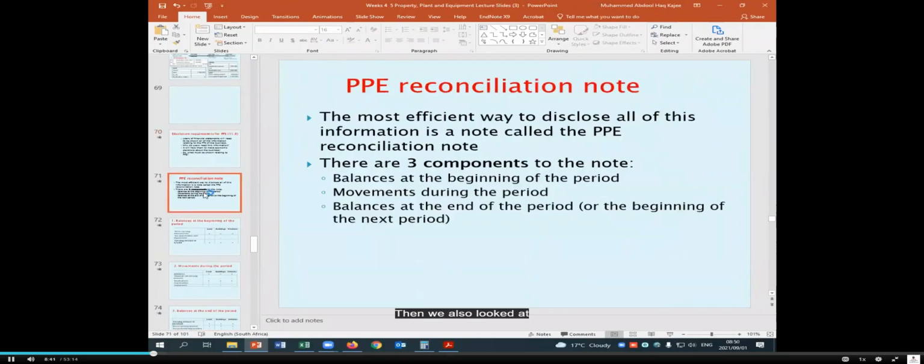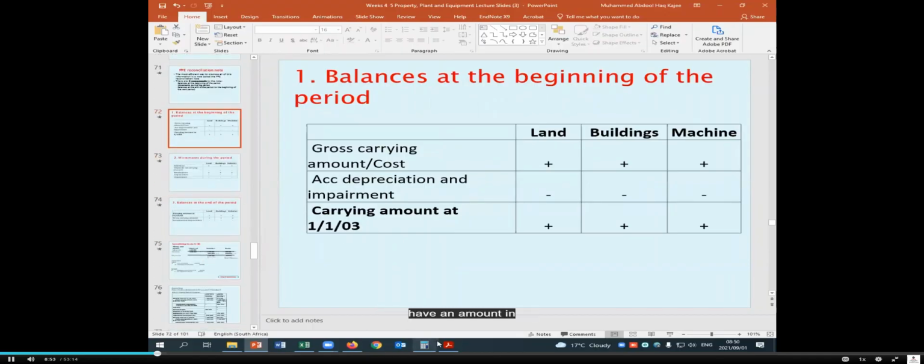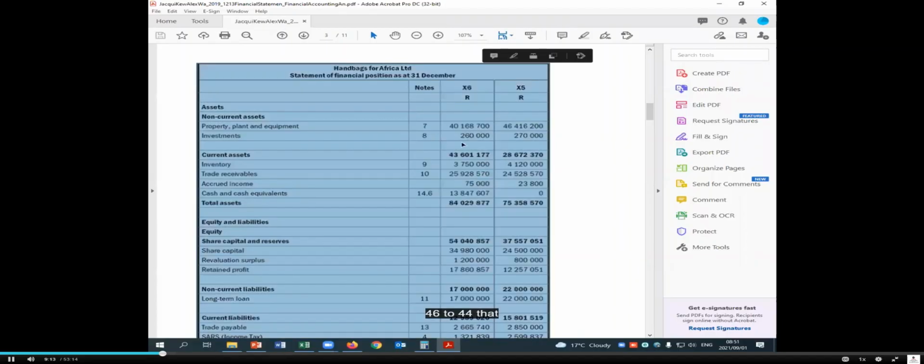Okay, then we also looked at a property, plant and equipment reconciliation note. We said we are going to have an amount in our statement of financial position for property, plant and equipment. Only one amount, 40 million. The previous year, we had 46 million. We want to know, how did we move from 46 to 40? For that, we're going to go and look at the note.